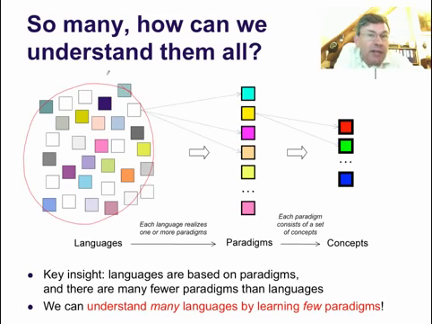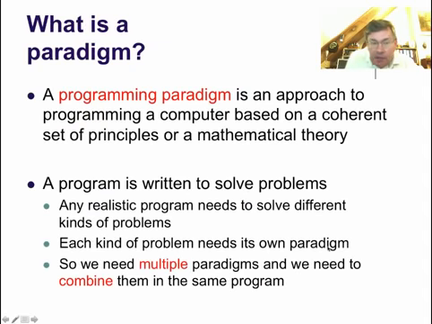The key insight of this course is that languages are based on what we call paradigms. And there are many fewer paradigms than languages. So in order to understand hundreds of languages, we don't have to understand so many paradigms, a much smaller number. In fact, each paradigm consists of a set of concepts. So even two paradigms that might seem very different might have concepts in common. So we have a small set of paradigms and an even smaller set of concepts. That's the key insight.